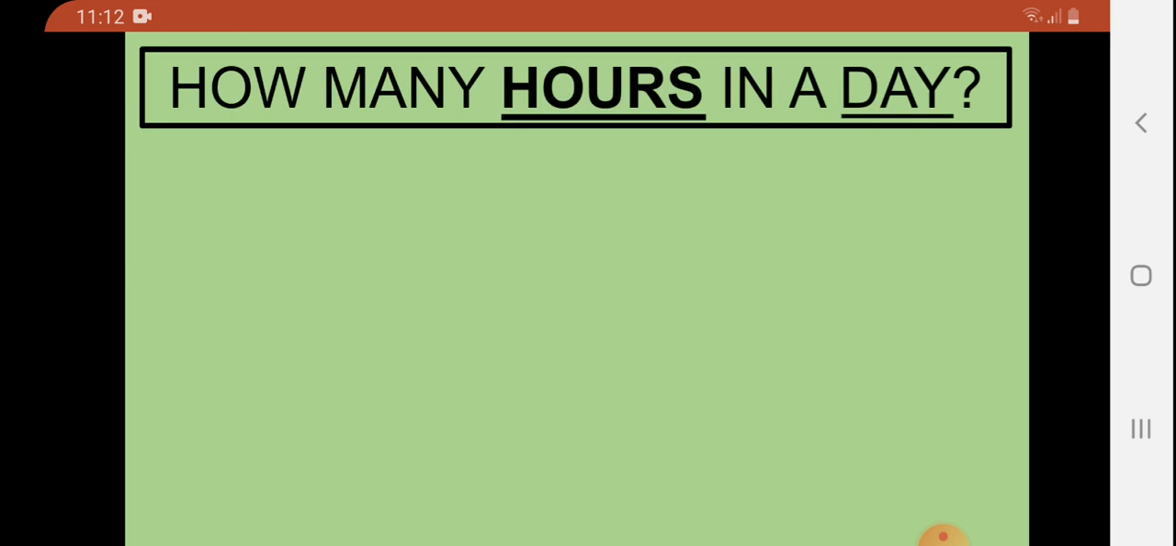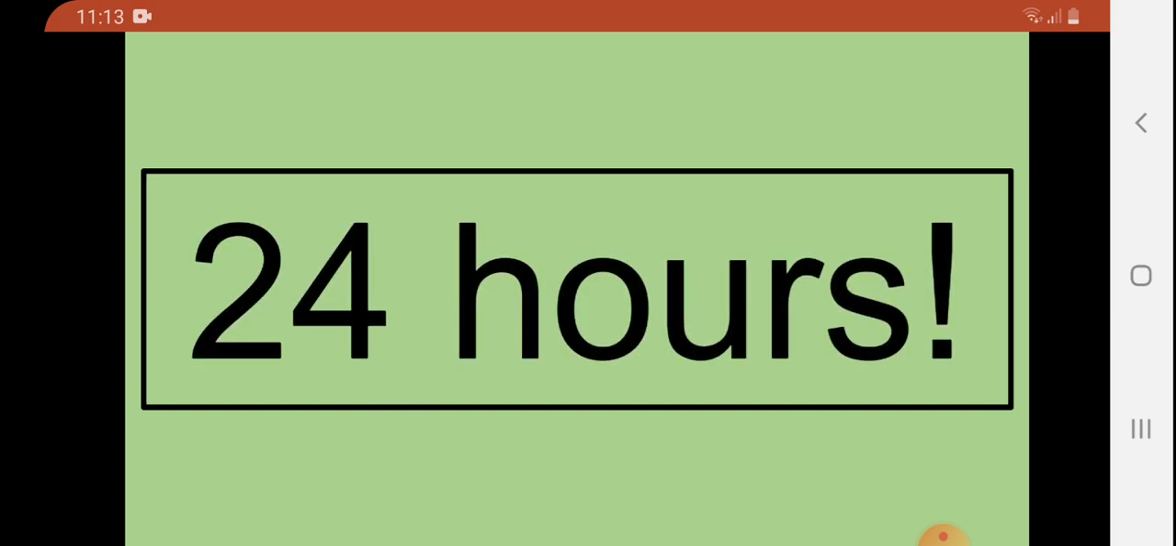Now, how many hours in a day? At this stage, this is not a priority, but it's something extra. It's a bonus. How many hours in a day? It's good for you to know. I'm allowing you time to work this out, perhaps with your parents. Think it through, and we'll soon discover how many hours there are in a day. That's 24 hours. 24 hours.